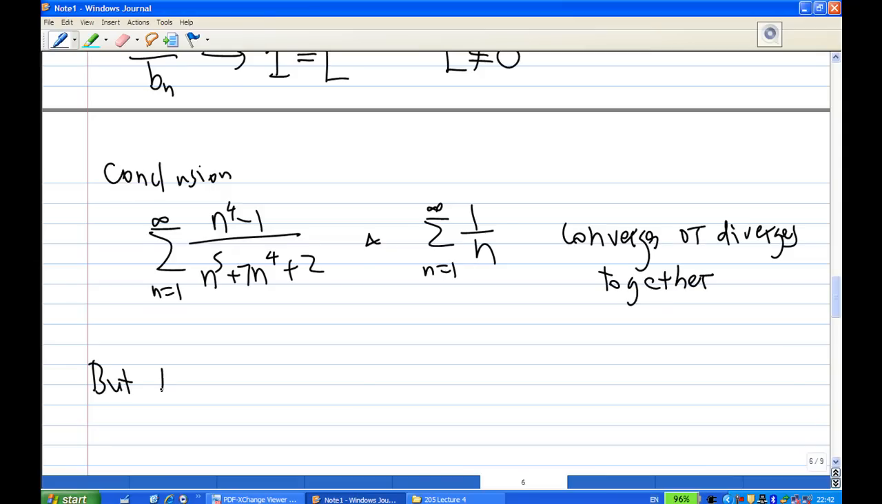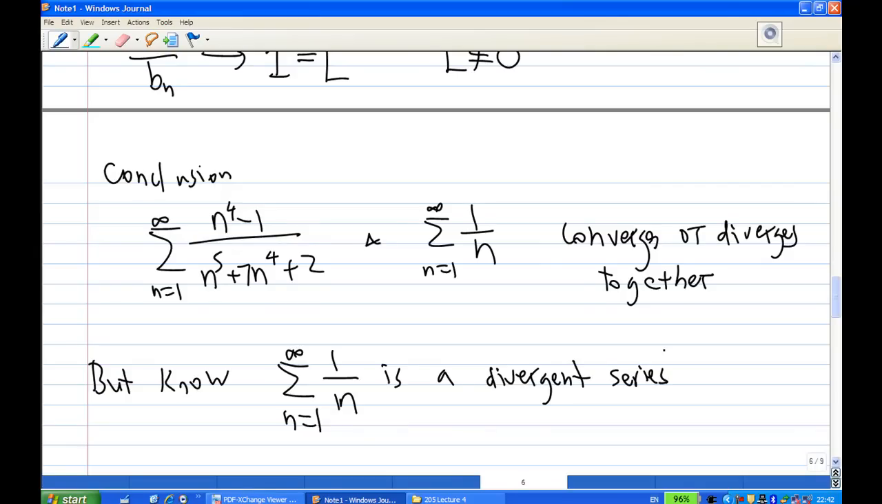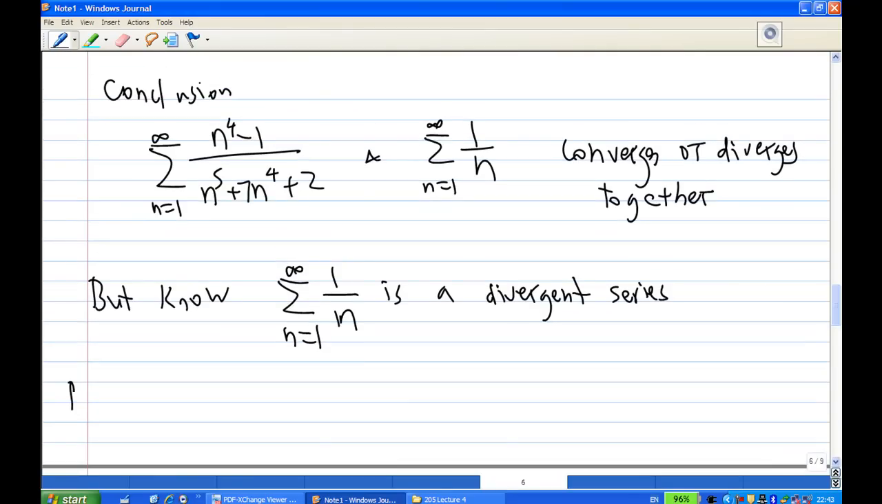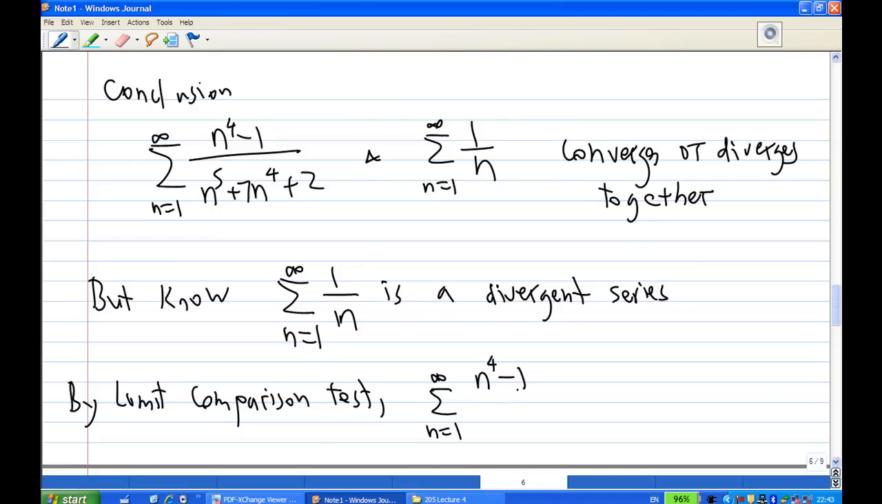However, we know from page 102 that the series summation of 1 over n is a divergent series. We call it the harmonic series. It's a basic divergent series. Therefore, by the limit comparison test, we conclude that the series (n^4 - 1)/(n^5 + 7n^4 + 2) diverges.